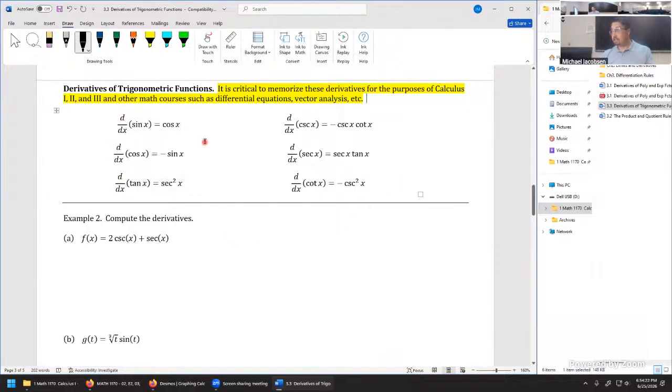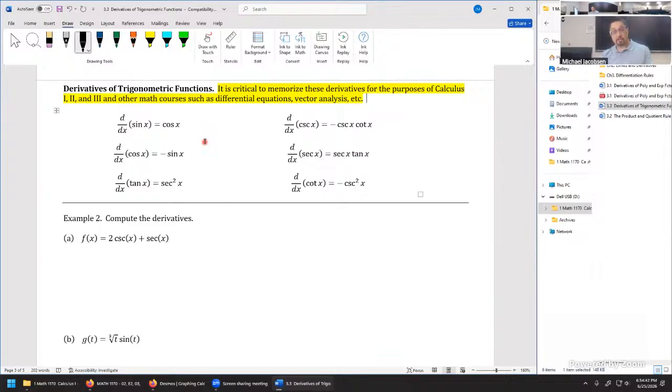So even though you can put this on a page of notes, for example, for exam number 2, when you take the second exam, my encouragement to you is definitely memorize those. You don't want to look up a derivative when one of these come up, and they come up a lot in your journey through calculus.